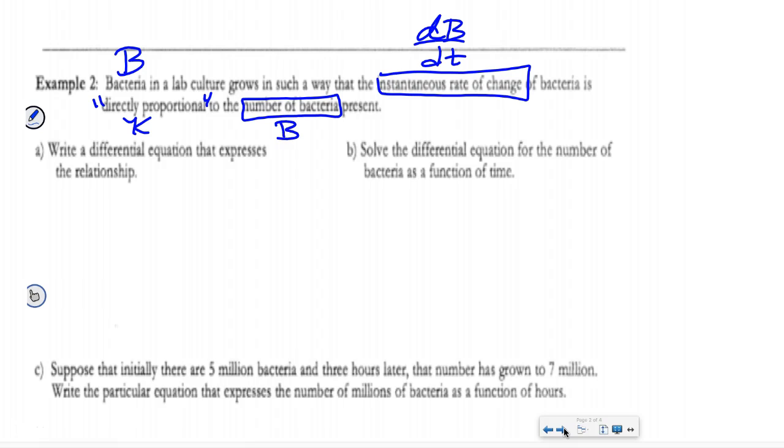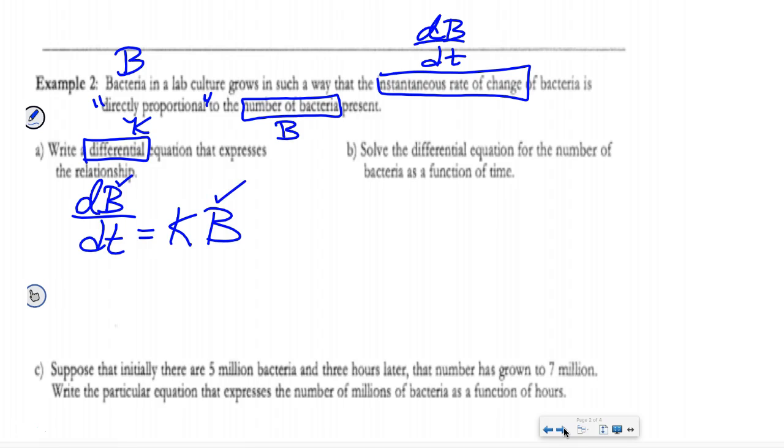So when it says write a differential equation, that just is to take that and say the rate that the bacteria is changing over time is directly proportional to the amount present. It will always look like that. Whatever this is here goes here with a constant of proportionality in front of it. Then it says to solve it.